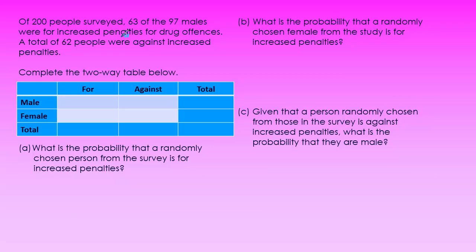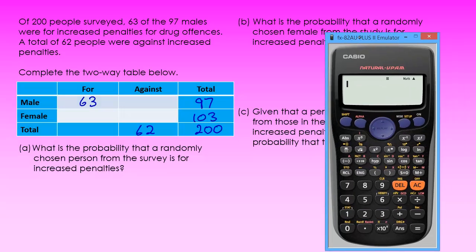Of 200 people surveyed, 63 of the 97 males were for increased penalties for drug offences. A total of 62 people were against increased penalties. Complete the two-way table below. Well, we know there's 200 in total. We know there are 97 males, and 63 of those were for increased penalties. A total of 62 people were against increased penalties, so that must be 62 just there. So there must be 103 females, and let's just bring in the calculator.